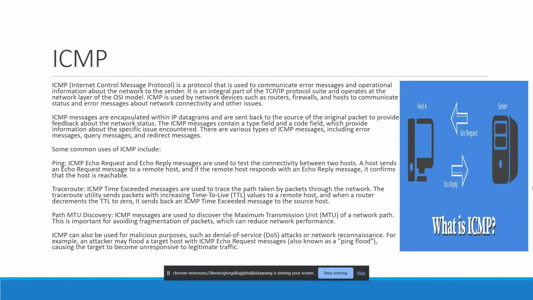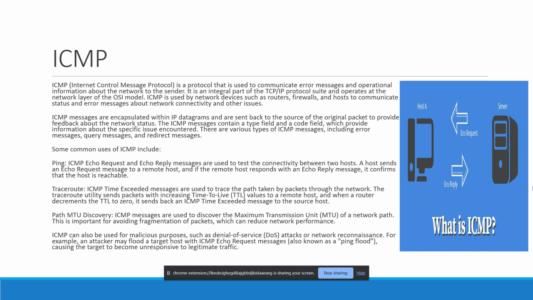ICMP, Internet Control Message Protocol, is a protocol that is used to communicate error messages and operational information about the network to the sender. It is an important part of the TCP/IP protocol suite and operates at the network layer of the TCP/IP model. ICMP is used by network devices such as routers, firewalls, and hosts to communicate status and error messages about the network connectivity and other issues.